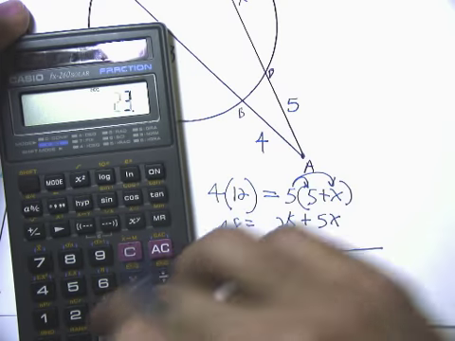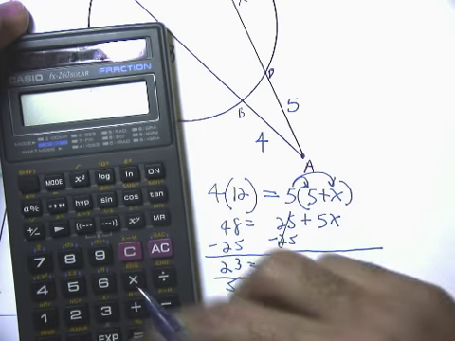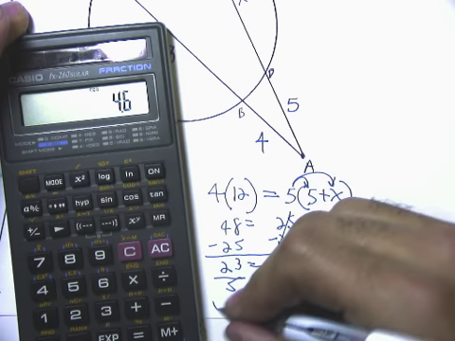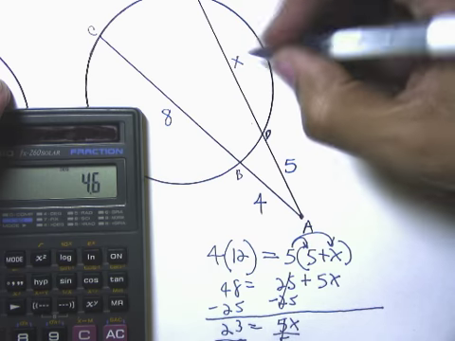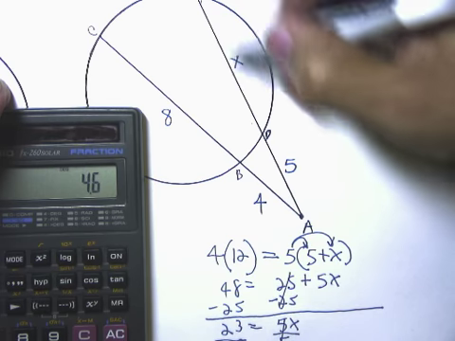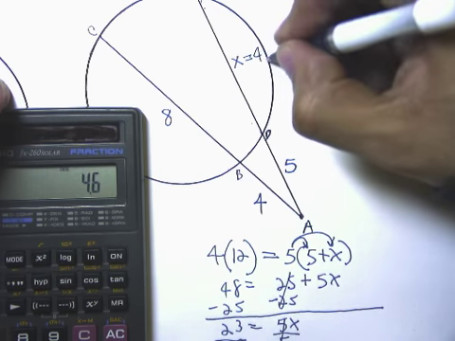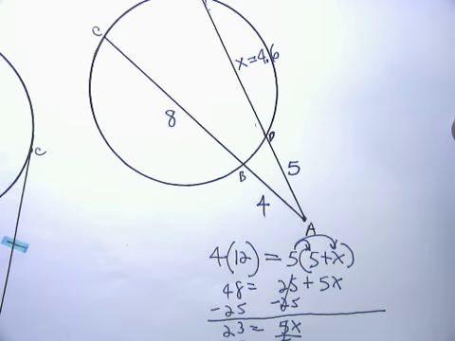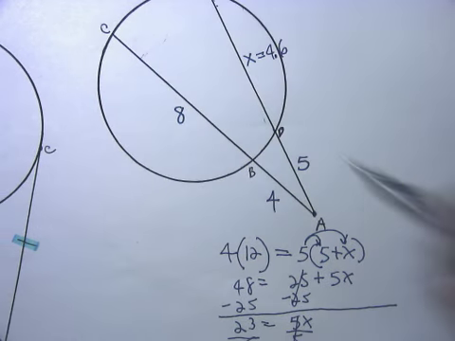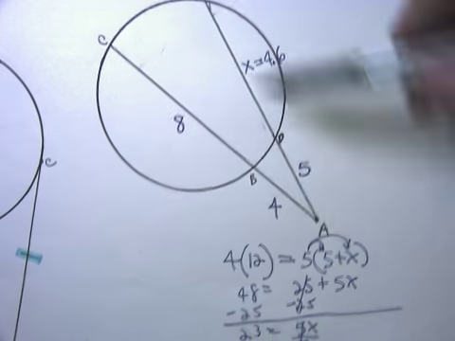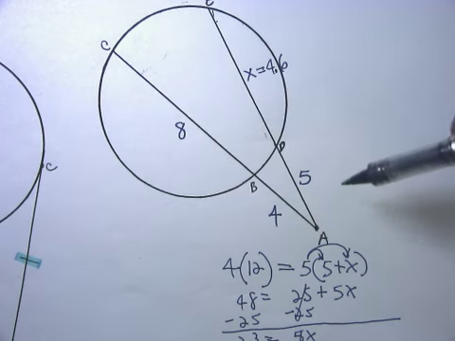And x is equal to, well, let's take a look here. 23 divided by 5 is 4.6. So the length of this segment right here, x, excuse me, of this chord here, this portion of it is going to be 4.6 units.